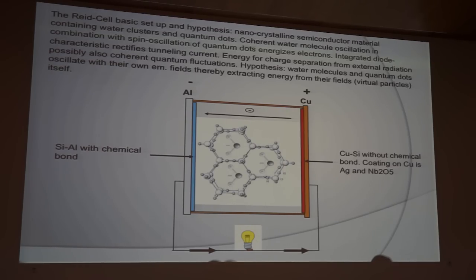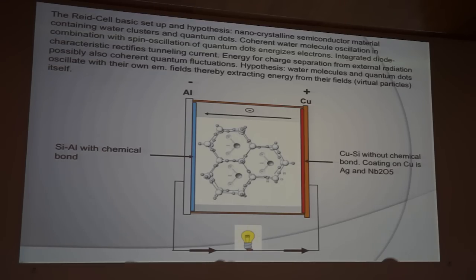There's a nanocrystalline semiconductor material containing water clusters and quantum dots. The coherent water molecule oscillation in combination with spin oscillation of quantum dots energizes electrons. The integrated diode characteristic rectifies the tunneling current. The energy for the charge separation comes from external radiation, possibly also coherent quantum fluctuations. The hypothesis is the water molecules and quantum dots oscillate with their own electromagnetic fields, thereby extracting energy from the fields or virtual particles itself.